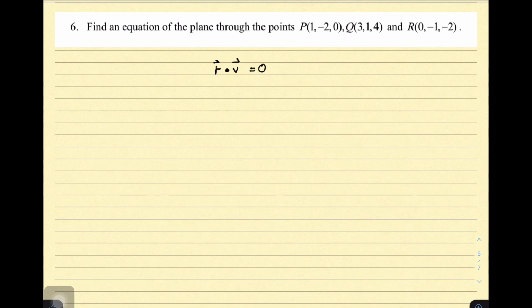Tapi masalah kita sekarang adalah satu, dia tak bagi kita vektor kat atas plane. Kita kena cari. Yang kedua, kita tak ada pun vektor yang orthogonal, dia tak bagi tahu pun. So kita kena cari. Okay, so you need to use all knowledge that you learned before about the cross product and also the dot product to find the equation of plane if you have given a 3 point here.